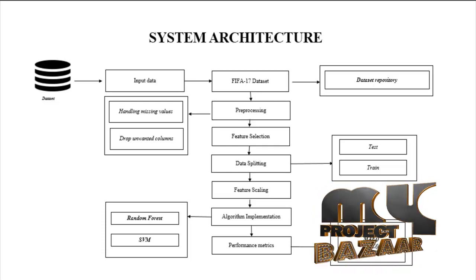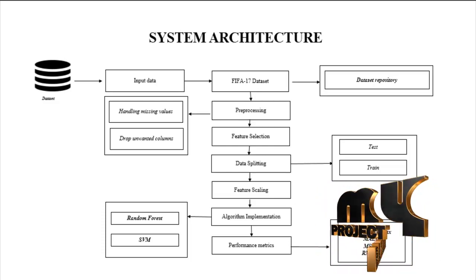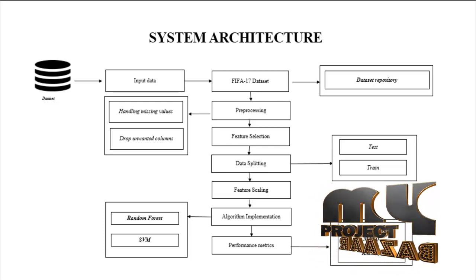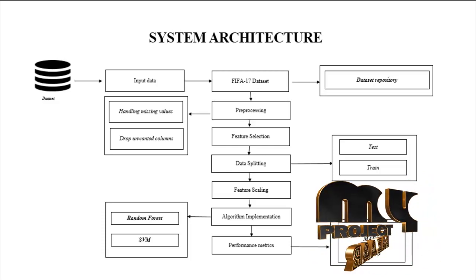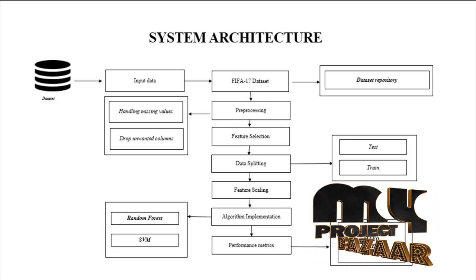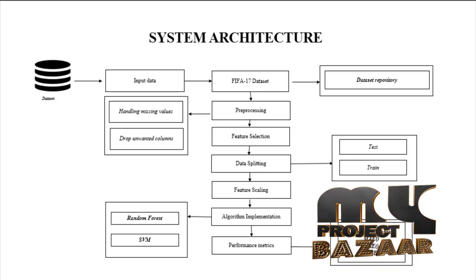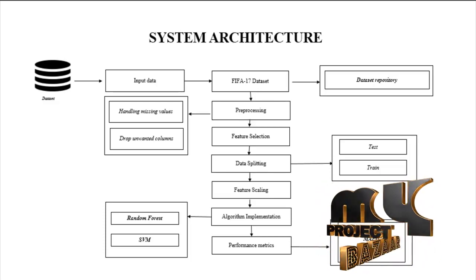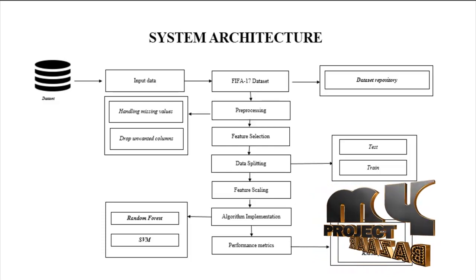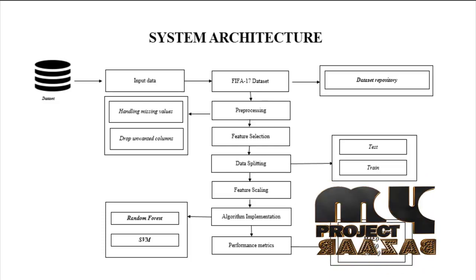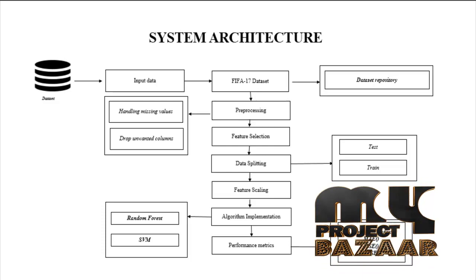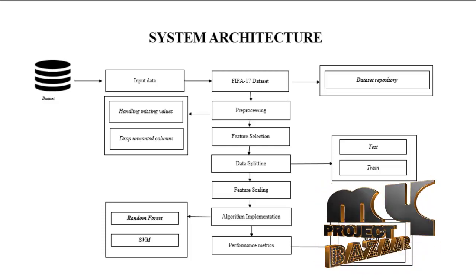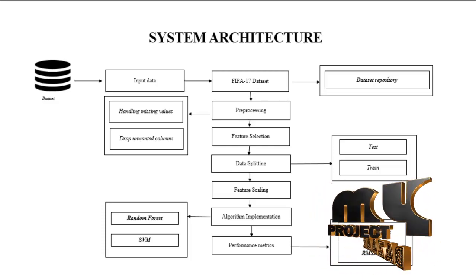Next one is pre-processing. Here we use handling missing values and dropping unwanted columns. Handling missing values means we have some missing values in our data set, so these missing values are replaced by 0 or the average value. Dropping unwanted columns means we have some unwanted columns, because our data has important columns, so we select only those columns in our process.